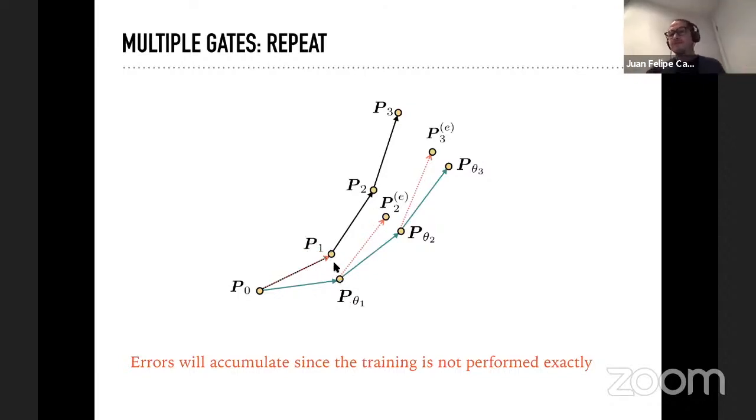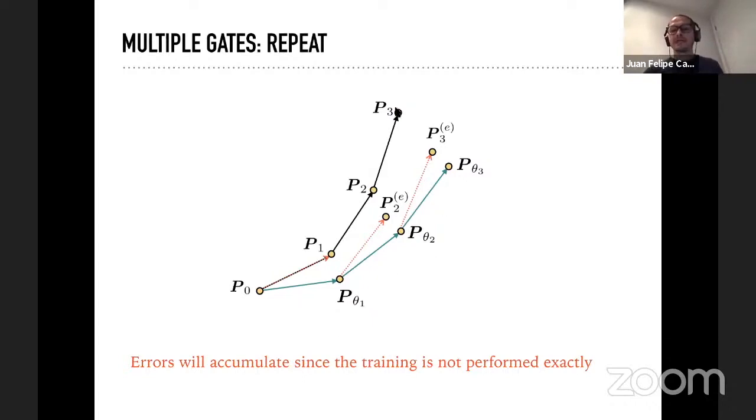So, or hopefully, you get very, very close, but you're not doing this exactly. So that makes the technique a heuristic. And then you apply the second gate, and you try to approximate this probability distribution P2, that is hopefully very close to P2. But then you get P theta 2 because you make a mistake and so on. So that's how we do it.